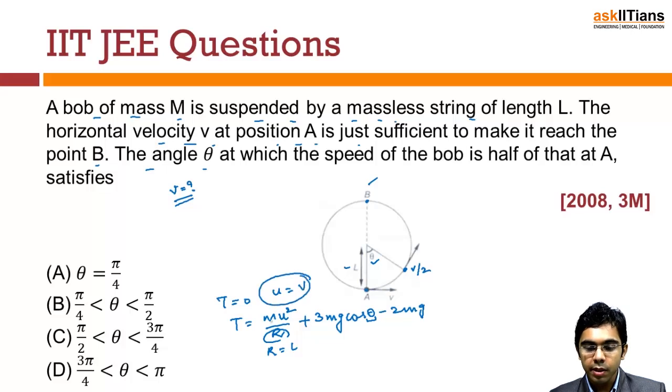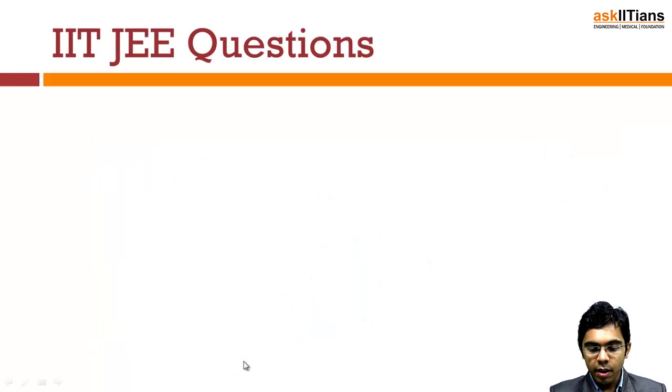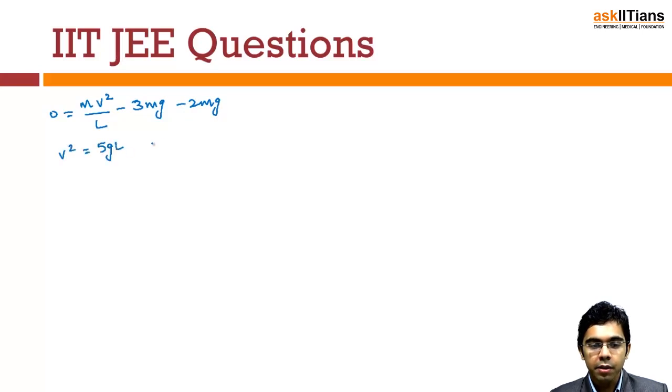So if we substitute this, we will get mv square divided by L equal to 0 minus 3mg. This will come out to minus 3mg because cos 180 will be minus 1, minus 2mg. So therefore we will get v square is equal to 5gL, or else v is equal to under root 5gL. This is the speed such that it just reaches point B.